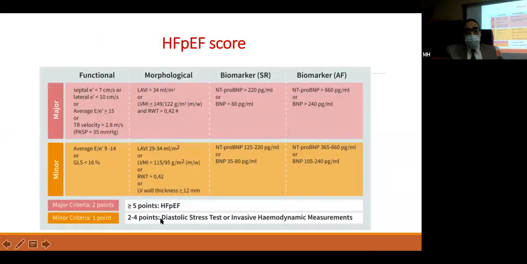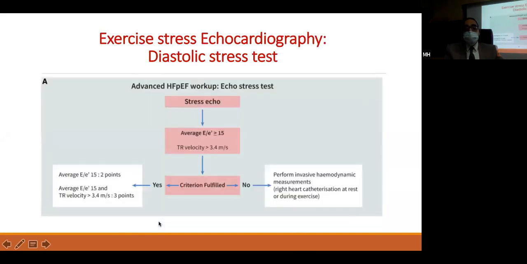If the score here is between 2 and 4, you may stress the patient and do a stress echo. If the E/e' prime velocity jumped to 15 or more, or the TR velocity increased to more than 3.4 meters per second, this can diagnose diastolic dysfunction if the patient is dyspneic and you don't find any other reason why he is dyspneic. If the score for diagnosing HFpEF is between 2 and 4 and does not fulfill the criteria, you may stress the patient to see if they really have diastolic dysfunction and HFpEF or not.